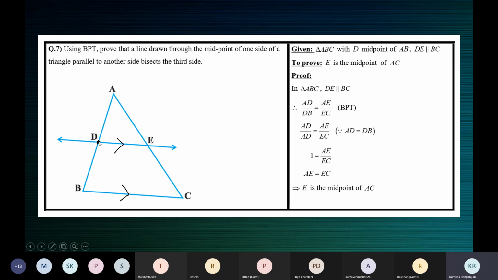Again, you need to know the statement. A line through the midpoint of one side of a triangle parallel to the second side bisects the third side. Bisects means divides the third side into two equal halves.